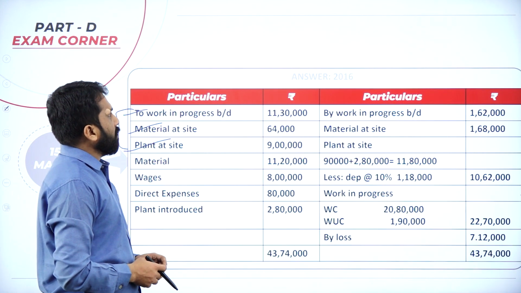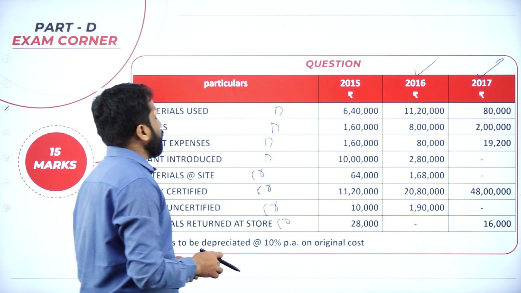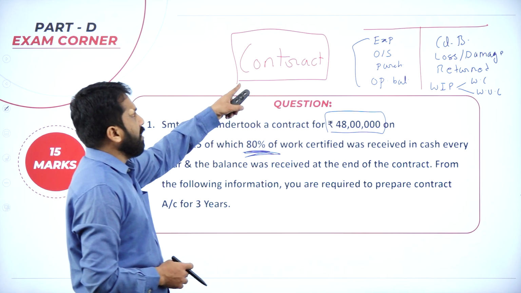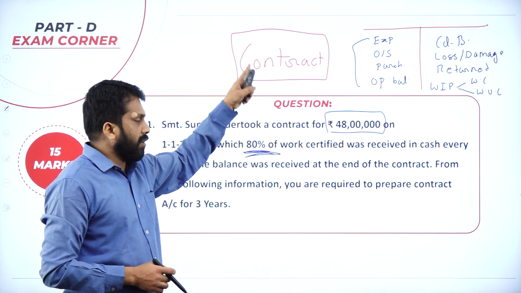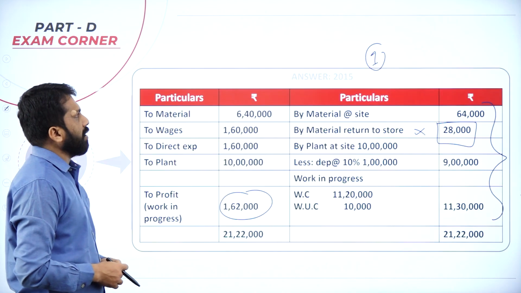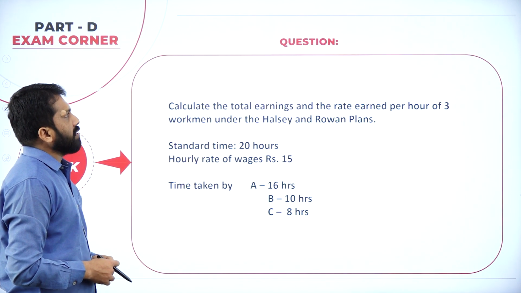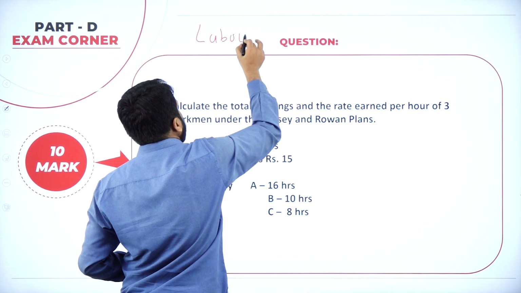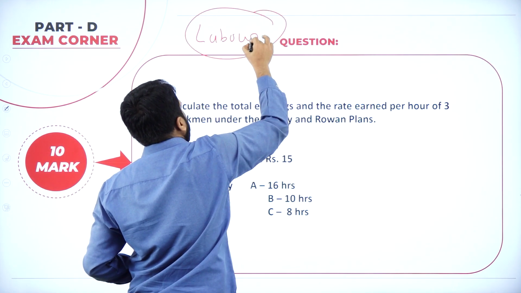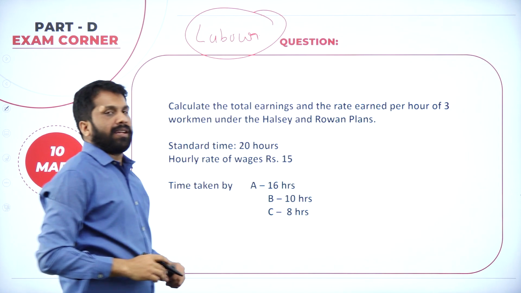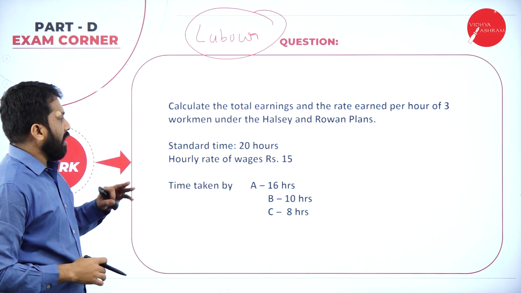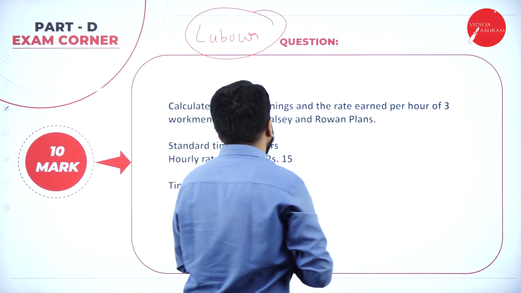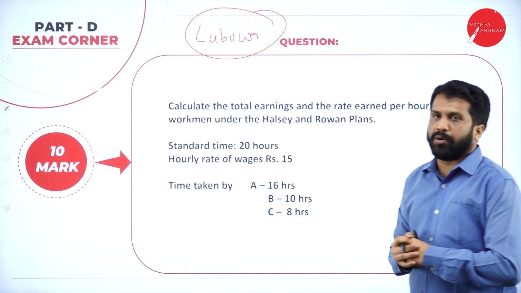Please work out at home by keeping all this concept in your mind. The first one what we discussed, I'll write down here because you may get confusion. This is contract. Clear? What we done, that is contract. Now we'll go for second one, that is labor. The second topic we call it as labor. Now, under labor, the easiest part, you have Halsey plan and Rowan plan.